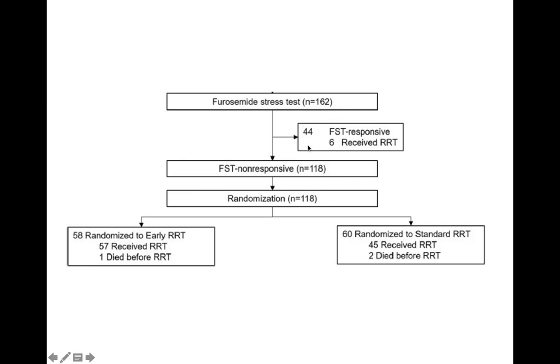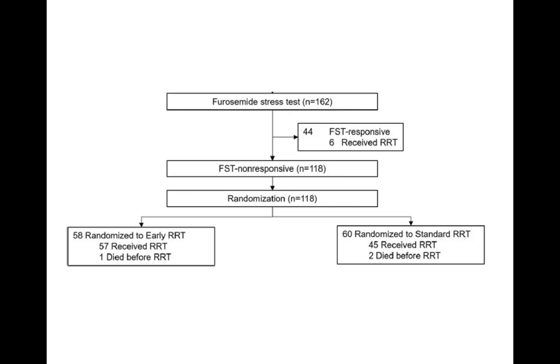responsive, and so they were not randomized. And only 6 of them went on to clinically require renal replacement therapy. Now, this is really important because had you thrown these people into the mix, you would have really diluted your potential ability to show effect, because these people did not have sufficiently severe AKI, and they are unlikely to benefit from early renal replacement therapy because they in fact don't need it. So what you see here is the furosemide stress test in action in the confines of a randomized controlled trial.